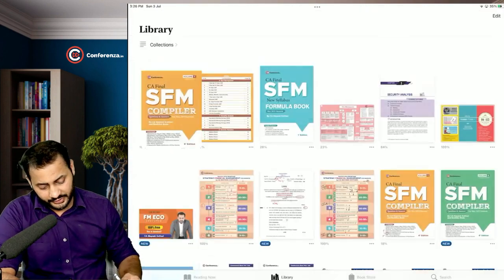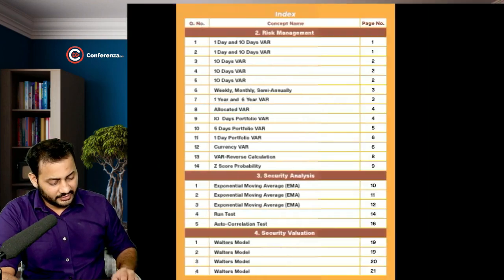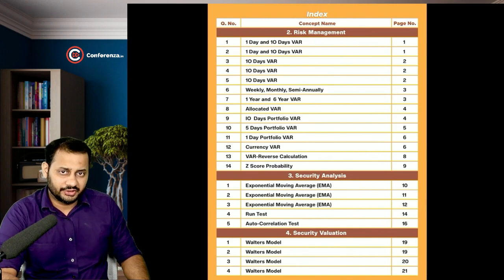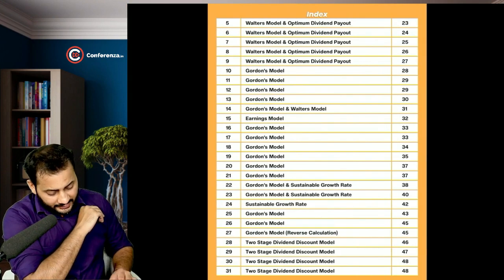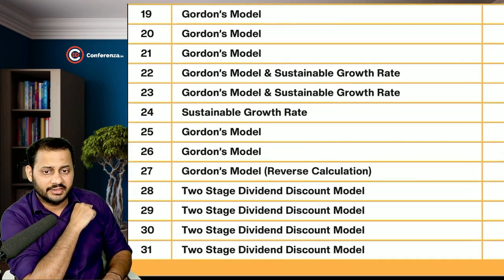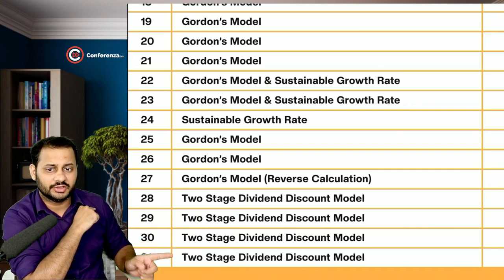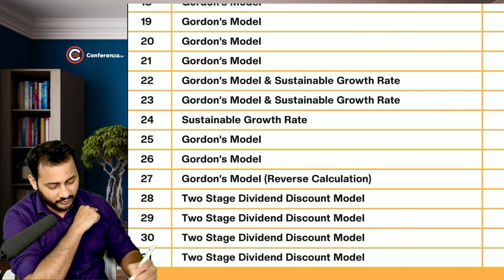Now I should be showing you something beautiful. This is called a concept sheet, where every question is based on a certain concept, and the name of that concept is written in this concept sheet. Right now we are at question 28 in security valuation, and it is based on the two-stage dividend discount model. All the four questions will be on the two-stage dividend discount model. Question number 27 was on the reverse calculation where we were calculating dividend.